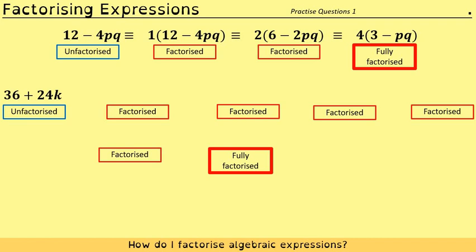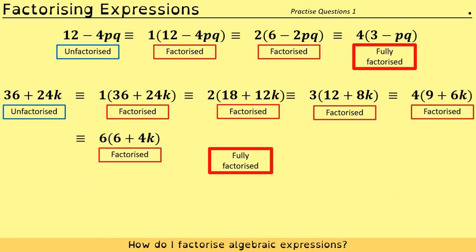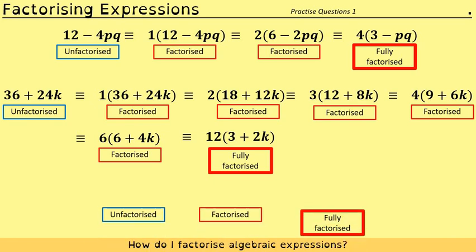Okay, so get your different colour pen, get ready to mark. Here's our first factorised expression where we take a factor of 1 out. We can take a factor of 2 out. We can take a factor of 3 out. We can take a factor of 4 out. We can take a factor of 6 out. But the fully factorised expression is when we take out the largest possible factor, 12, to get 12 bracket 3 plus 2k. There's one more practice question to go.